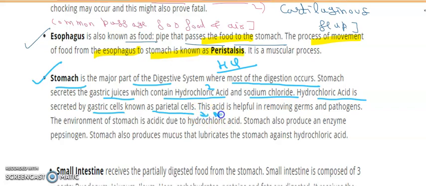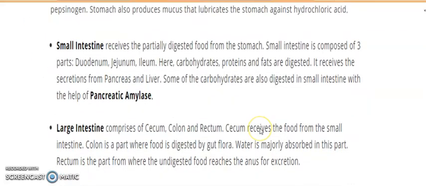This question is very important from the NEET point of view. In the previous year's exam it was also asked, so it is an important question. These are the main points related to the stomach. Next is the small intestine. The small intestine receives the partially digested food from the stomach.